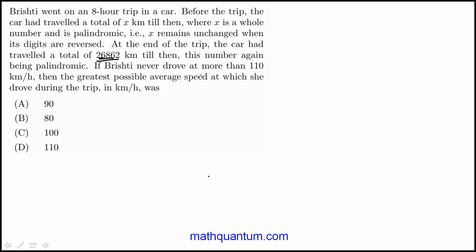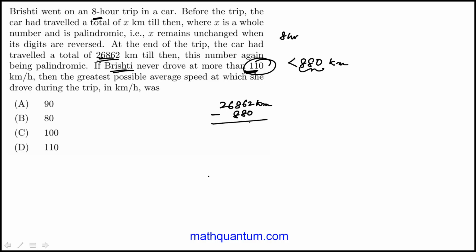So at the end of the trip, this is the total number of kilometers this car has traveled. And we're also told that Brishti never drove at a speed greater than 110 kilometers per hour. So if we know the duration is 8 hours, then the total distance you drove has to be less than 880 kilometers. So I can subtract 880 from this.